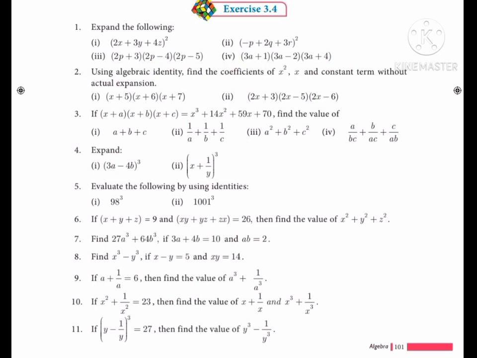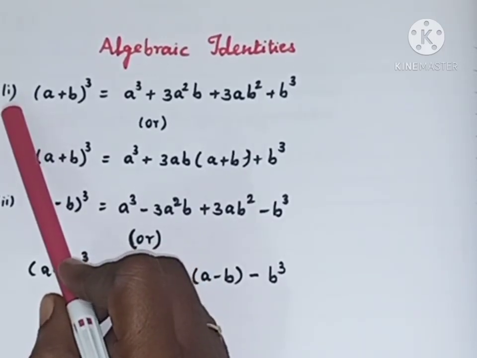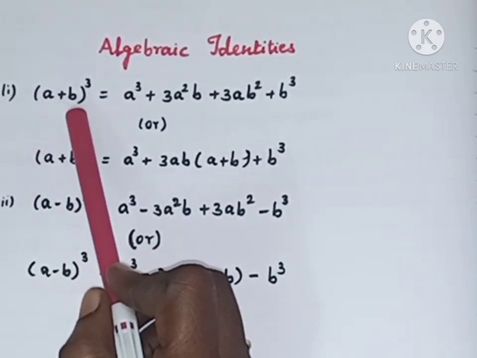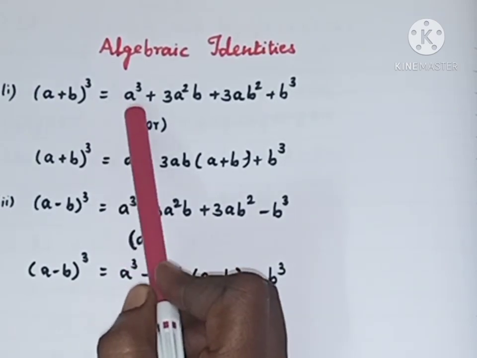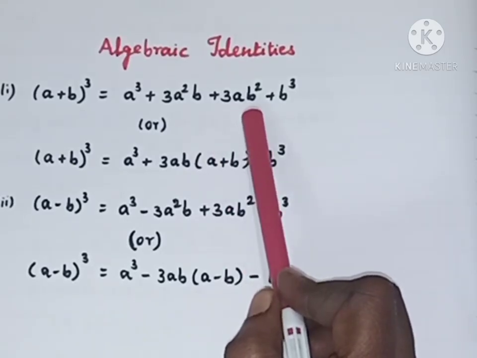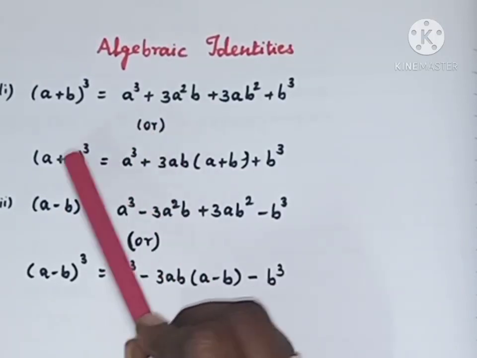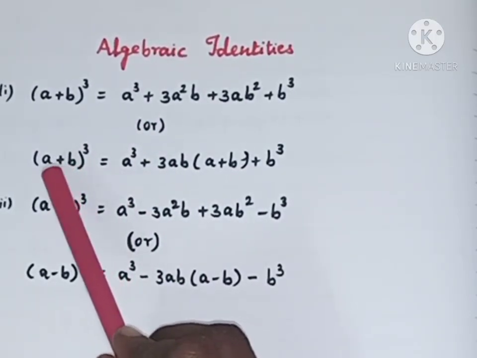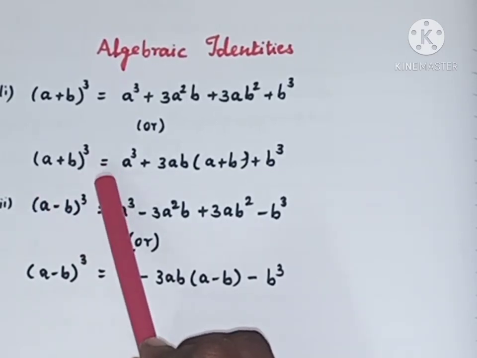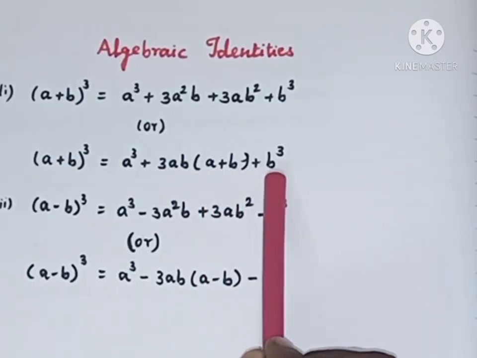Before entering into exercise 3.4, let us see some of the algebraic identities. First algebraic identity is (a plus b) the whole cube is equal to a cube plus 3a square b plus 3ab square plus b cube. The same identity can be written in this way also: (a plus b) the whole cube is equal to a cube plus 3ab into (a plus b) plus b cube.